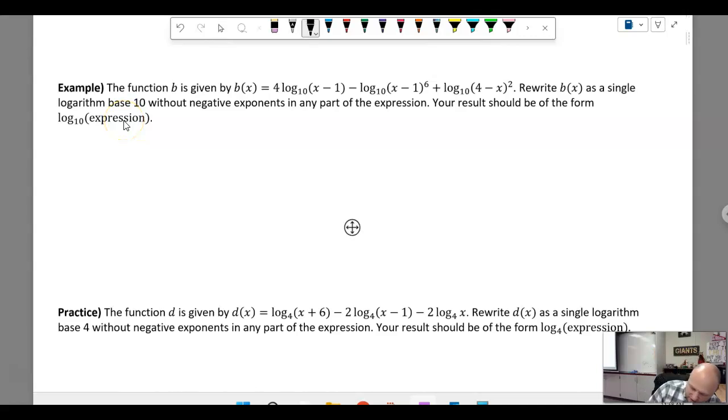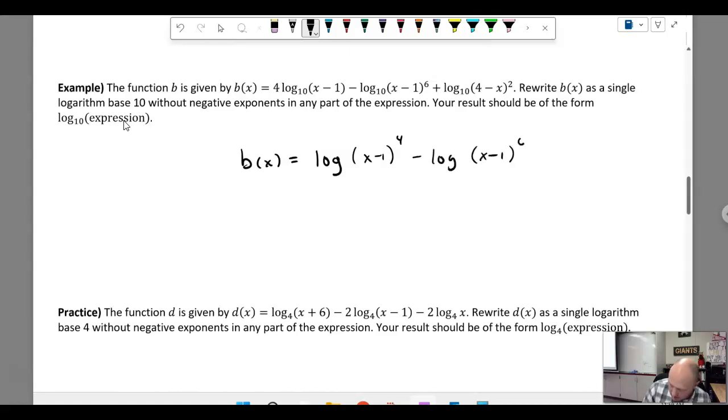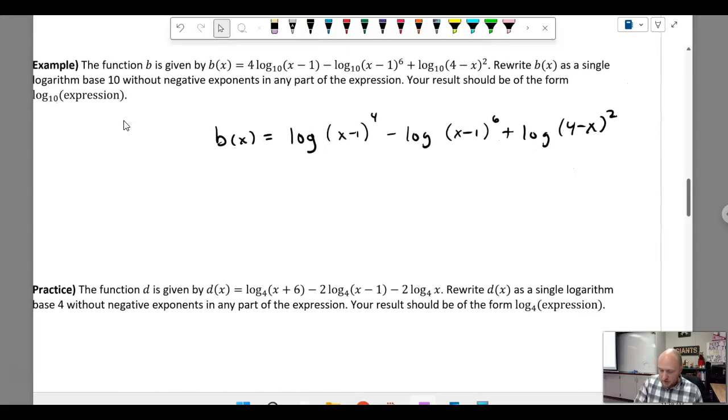So again, what I'm going to do here is take b of x and use the power property. So I have log of x minus 1 to the power of 4 minus log of x minus 1 to the power of 6 plus log base 10 of 4 minus x squared. In this one, all I had to do was move that 4 up. And I'm going to go ahead and condense these now.